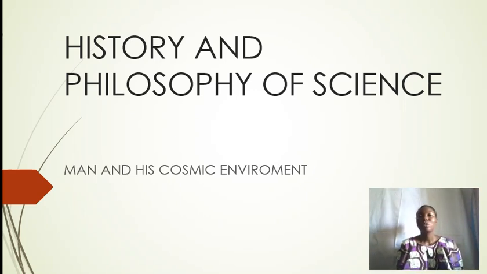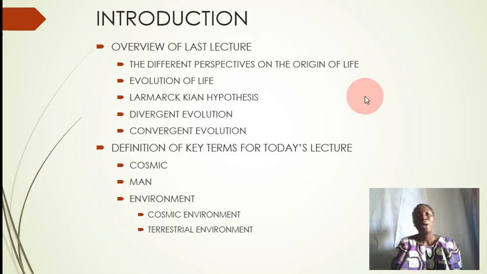In our last class, we discussed man and his cosmic environment. In that class, we had the definition of the key terms of a lecture. We defined what cosmic is with the man. Then we discussed the environment. We tried to define what the environment of man is. In that environment, we said it was further divided into two: the cosmic environment and the terrestrial environment.